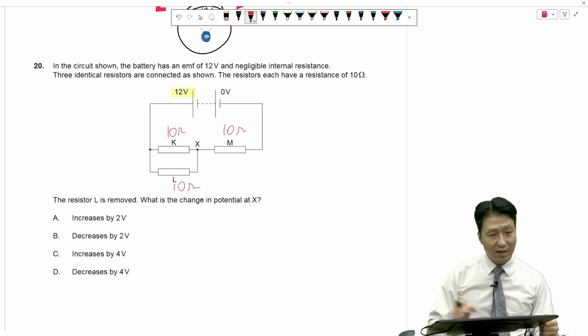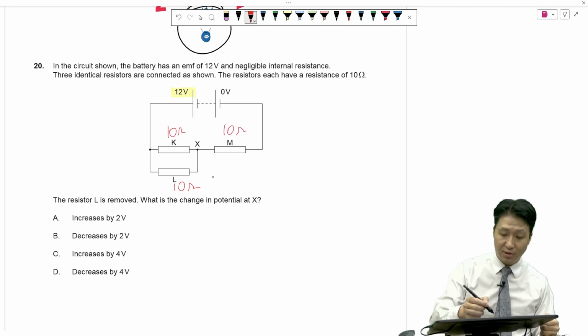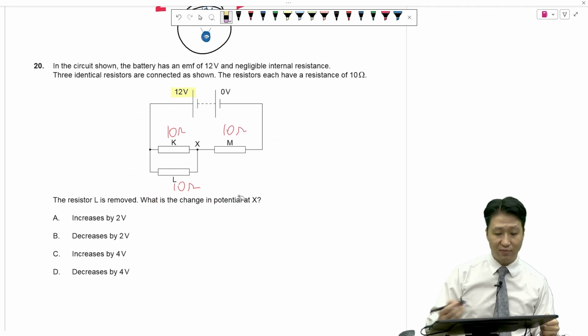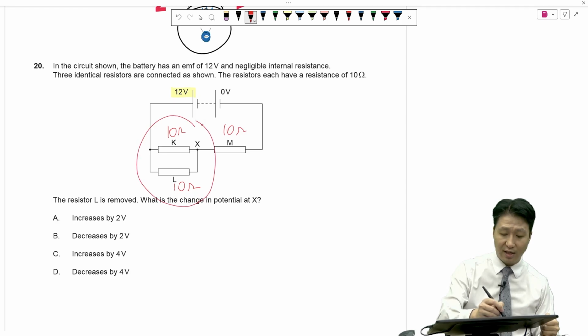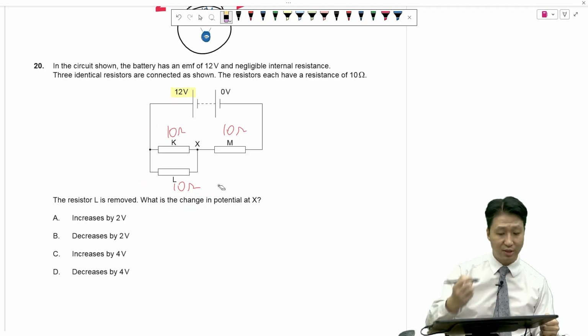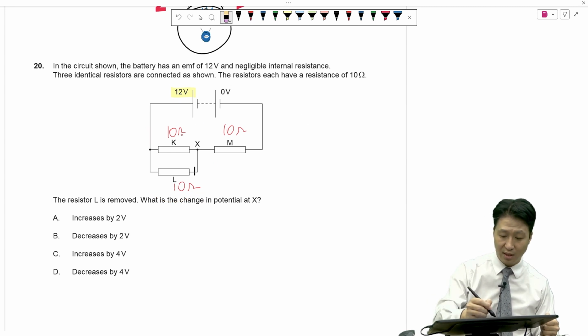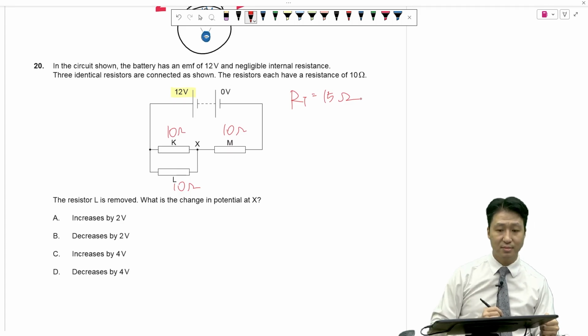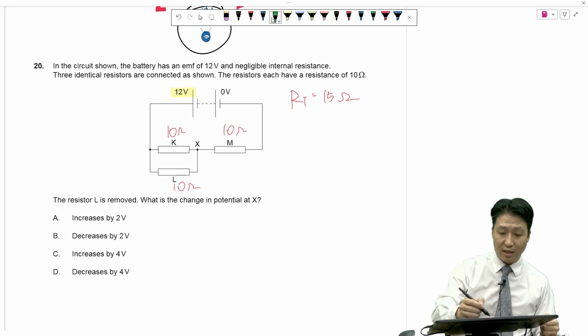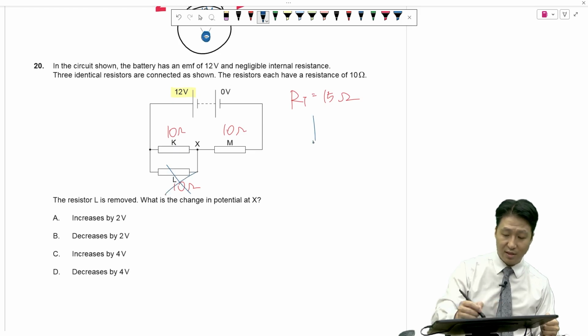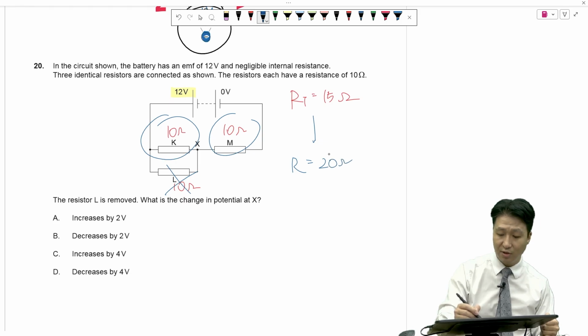This is a slightly tricky question. We should probably calculate the total resistance first. Here we have 2 parallel resistances of equal resistance, which means these two would have a resistance of 5 ohms, just exactly half of each. So we have 5 plus 5. Initially, the total resistance is 15 ohms. Now, if you remove L, the total resistance would just be series 10 plus 10, which would be 20 ohms.